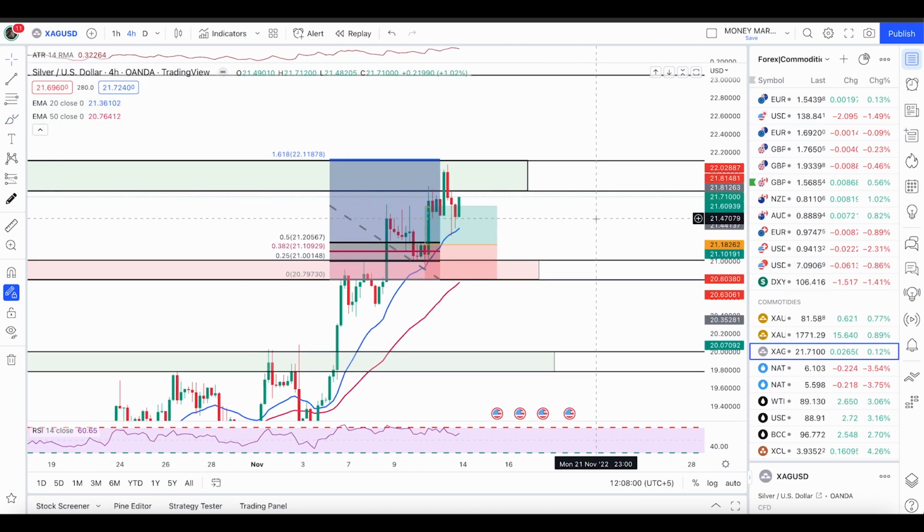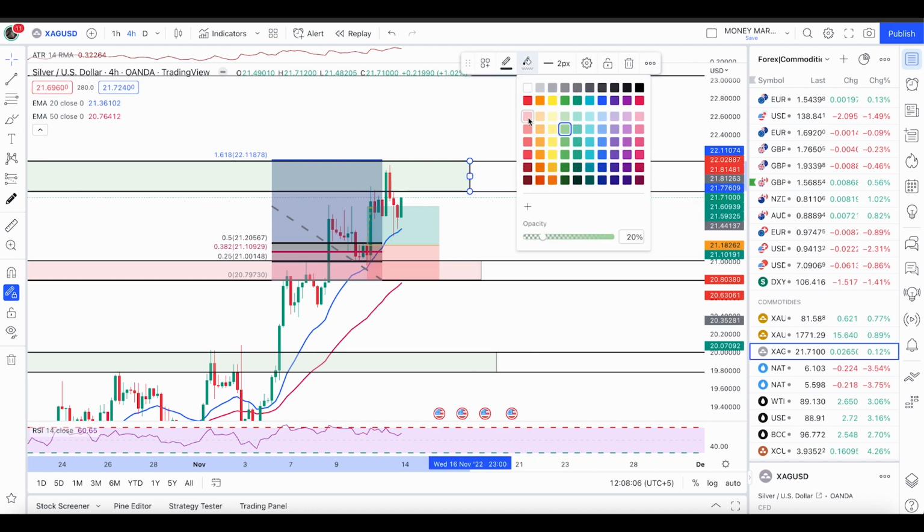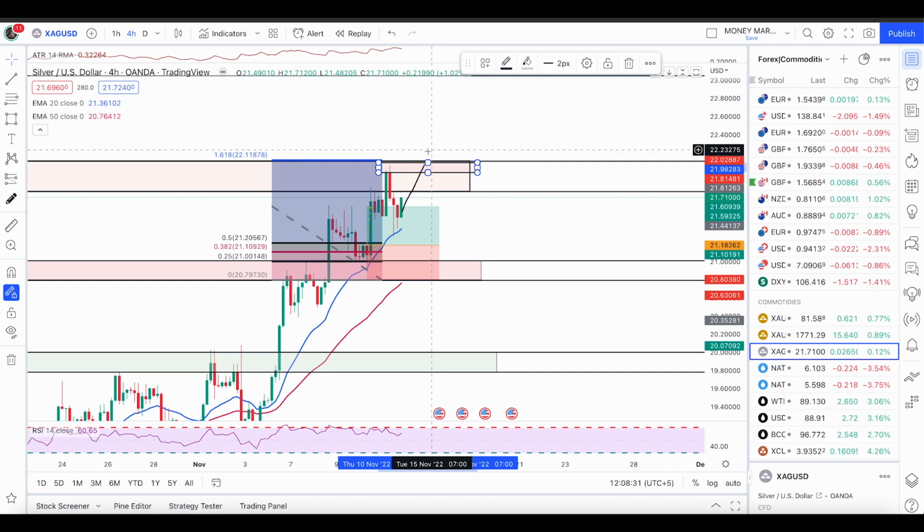Let's check silver. Okay, right here, silver is also in the major level of resistance. Change it to red. At this point, we can expect a double top move right here. Once we have this move, look for a bearish engulfer or a pin bar within this double top zone. The way you mark your rejection zone, something like this.